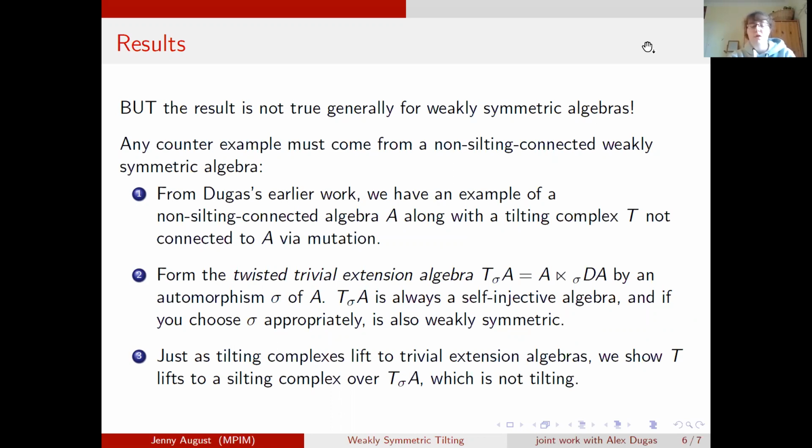the literature before. But Alex Dugas has an earlier paper precisely on non-silting connected algebras. And so what we start with is one of the examples in there, namely a non-silting connected algebra. It's not weakly symmetric, it's not even self-injective, but we start with this finite dimensional algebra that's non-silting connected. And along with this, there's an explicit tilting complex, which is not connected to A via mutation.